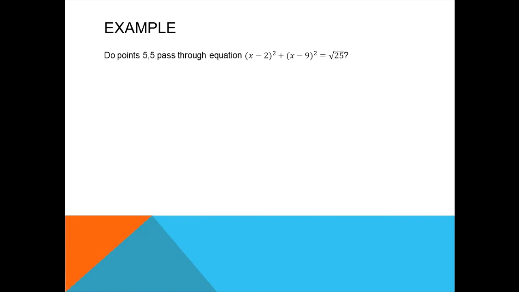So it's not true. Does the point (5, 5) pass through the equation (x minus 2) squared plus (y minus 9) squared equals 25? So take (5, 5), plug it back in, and we'll find out the answer right now. Yes, because 25 equals 25, which is true, because 5 minus 2 equals 3. 3 squared is 9. Then we plugged in the 5 with the y minus 9, my bad, that's supposed to be y, which equals 4. 4 squared is 16. 16 plus 9 is 25.